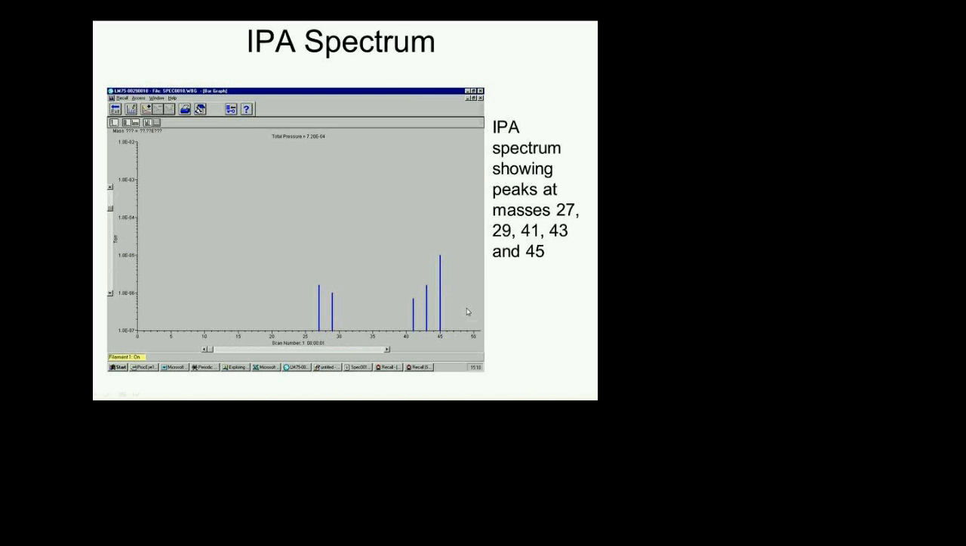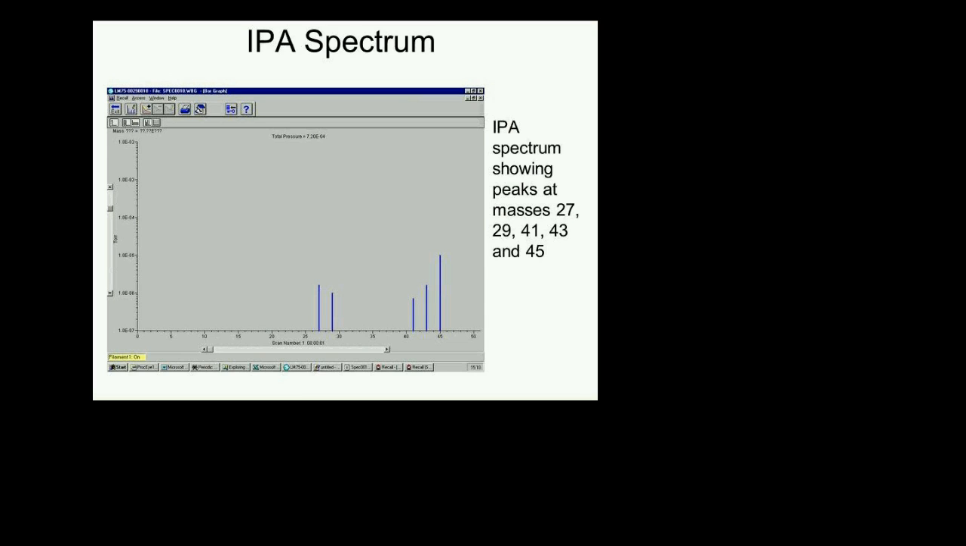Well, once you start looking at alcohols, things start to get a little more complicated because this is an organic molecule and it's going to start fragmenting. So here's an example of isopropyl alcohol. And I cannot tell you how many times I've gotten from a customer some problem, like a total pressure gauge failing. And I ask for an RGA spectrum and I get it back and it looks exactly like this, IPA.